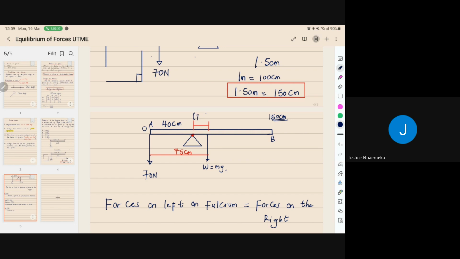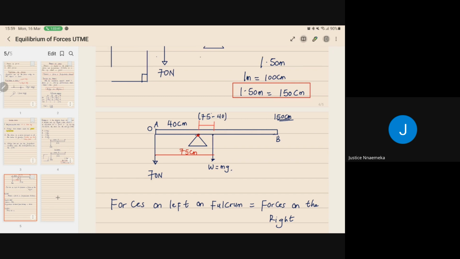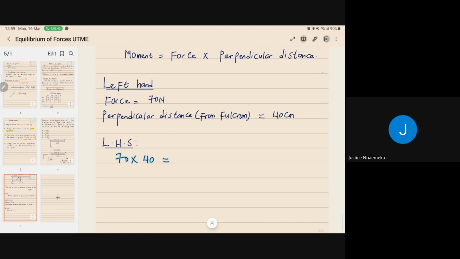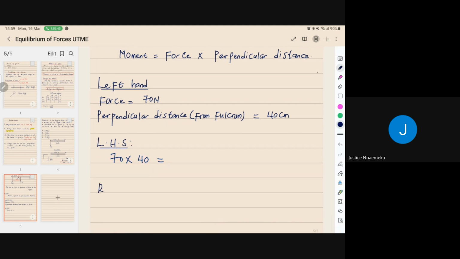So which means that here will be 75 minus 40, and that is what? 35. But that will be the left-hand side, isn't it? So on the right-hand side of the fulcrum, please.